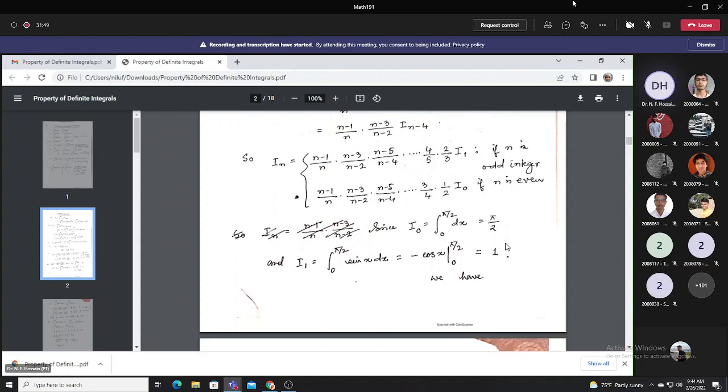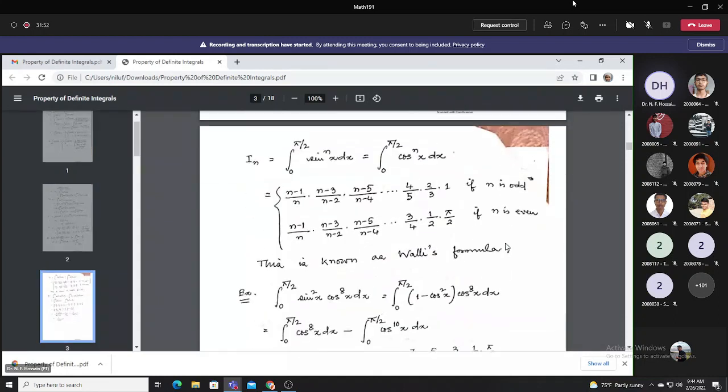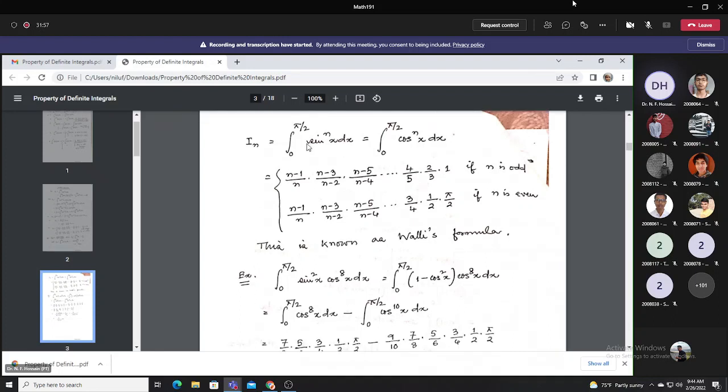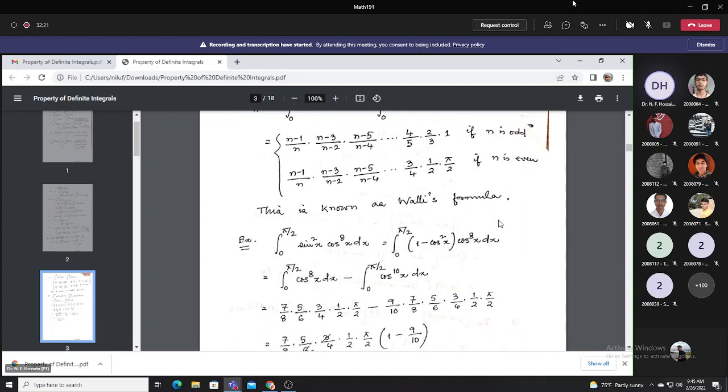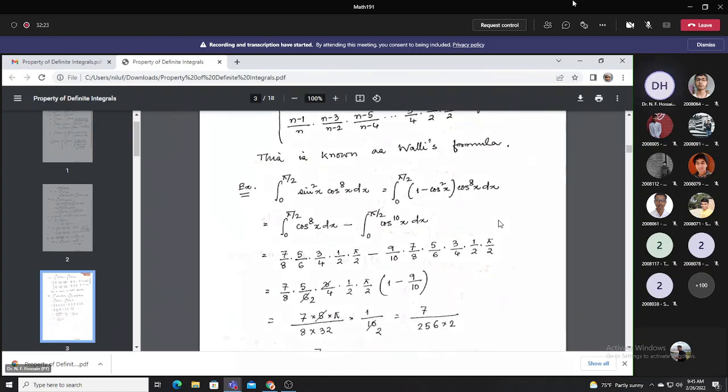Okay, this is known as Wallis formula. You see, we have already proved that integral 0 to pi by 2 sine to the power n x dx is exactly the same as integral 0 to pi by 2 cos to the power n x dx, and both the integrals have these values. The upper one, the first one, comes when n is odd, and the lower comes when n is even. So this is known as Wallis formula. We first do a math on this formula.